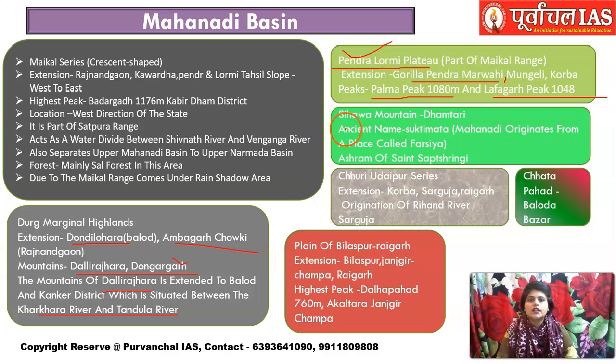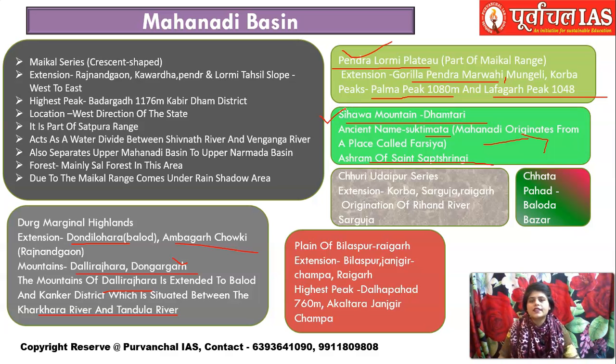There are peaks such as Palma Peak and Lafagarh peaks which are present in this particular area of the Pendra Lormi Plateau. Then we have Sihawa mountain of Dhamtari, very important, the origination of Mahanadi, which originates from here. Its ancient name was Suktimati, the capital of the Chedi dynasty. When there were Mahajanapadas in India and Chhattisgarh was under the Chedi Mahajanapada, it is said that their capital was Suktimati, which is this Dhamtari. And there is an ashram of Saint Saptarishi, which is from the Ramayana period. So this is important, okay.